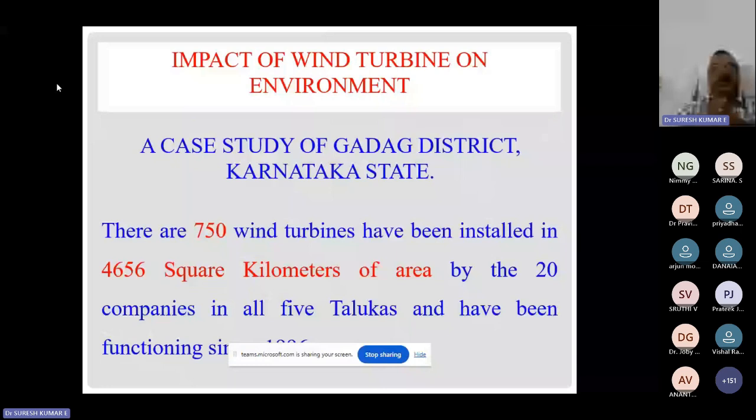Now we'll see some case studies. One is the Gadag district of Karnataka. You see how many wind turbines are there? 750 wind turbines in just 4,656 square kilometers, by 20 companies. Just 4,650 square kilometers, 750 wind turbines. You will see the effects.